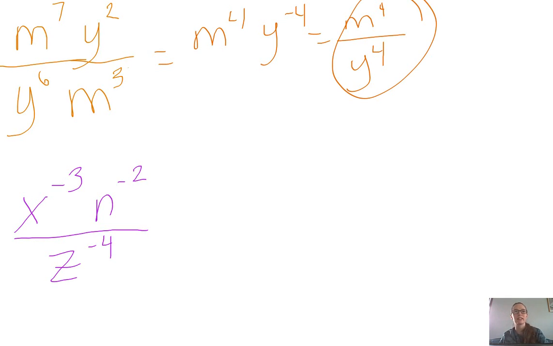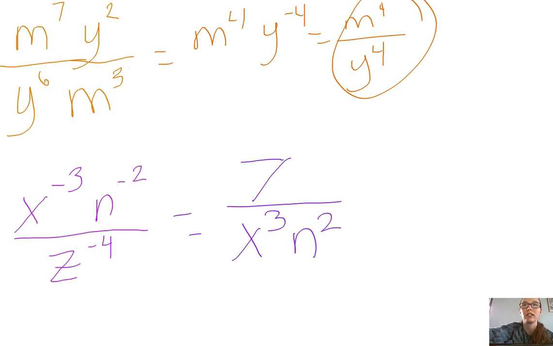Now in purple, we have x to the negative 3rd times n to the negative 2nd all over z to the negative 4th. Making those positive, we would just flip it. So the x to the 3rd goes to the denominator, n squared goes to the denominator, and the z, which I don't know how to write, goes to the 4th power.